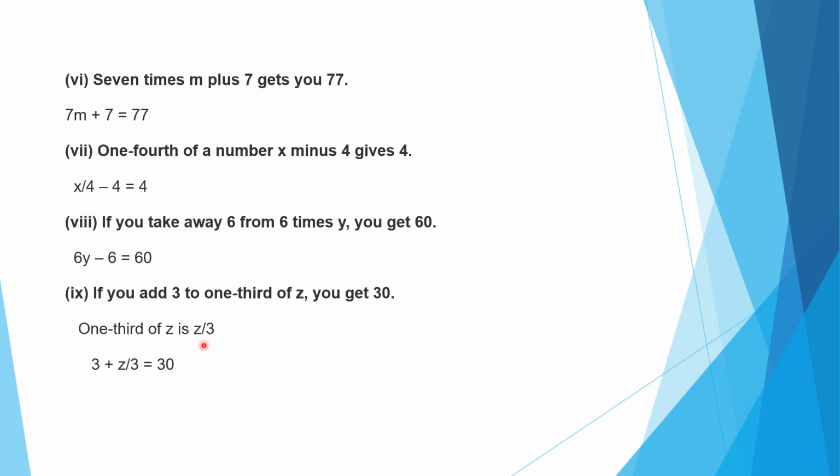1/3 of z is 1 by 3z, or z by 3. That is 3 plus z by 3 is equal to 30. This is how you have to write statements into equations. I hope this one is clear for you.